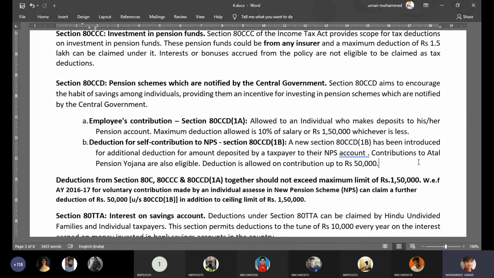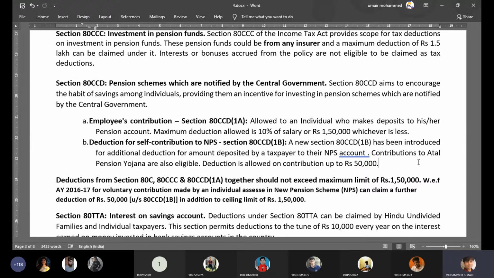Let's say I don't want a private bank, so I decide to open it with SBI. So the entire fund is managed by SBI. Because I want you to understand the difference between 80CCD and 80CCC. In 80CCD, the pension fund schemes are notified and managed by central government.